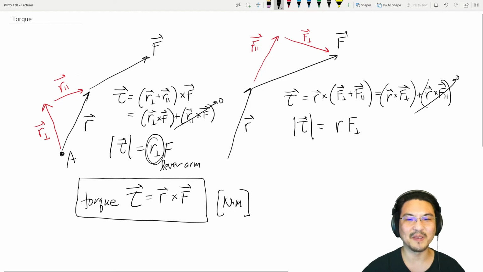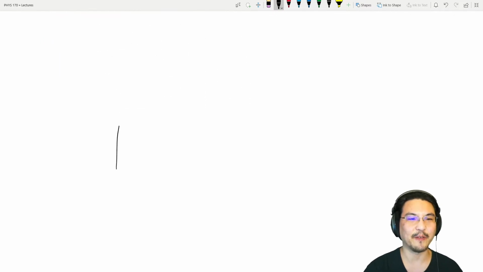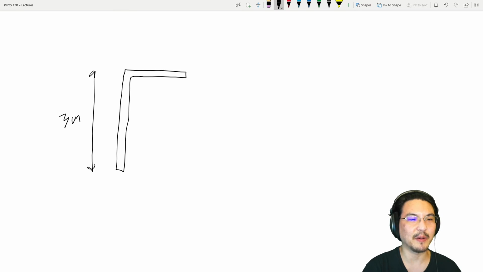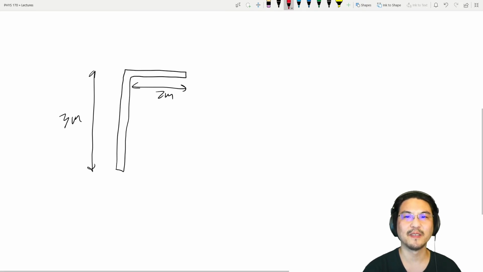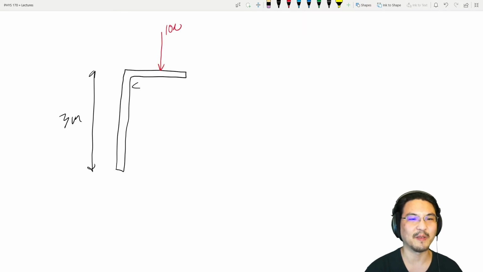So let me show some examples. Let's say I have a bar that's kind of an L-shaped bar. Okay, let's say that's 3 meters and 2 meters. Okay, and then I apply a force here in the middle. So let's say 10 newtons. Just say right in the middle. Okay, so what's the torque about, let's say, point A? How would you do that?